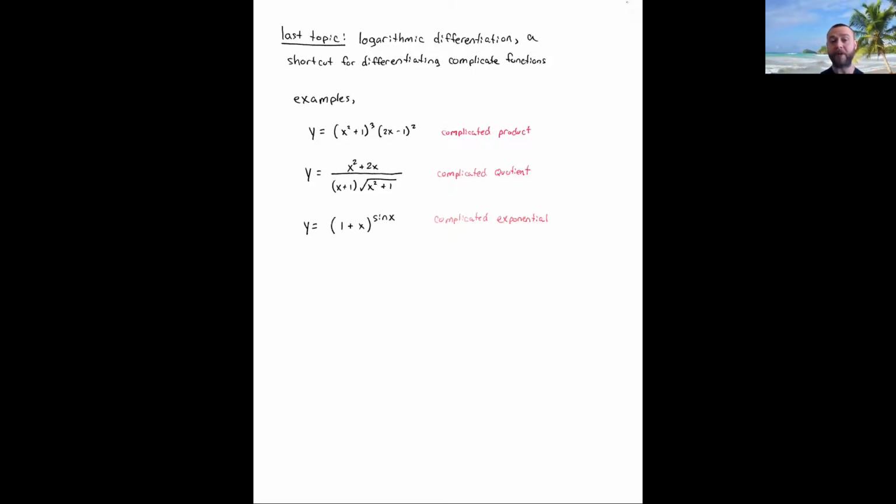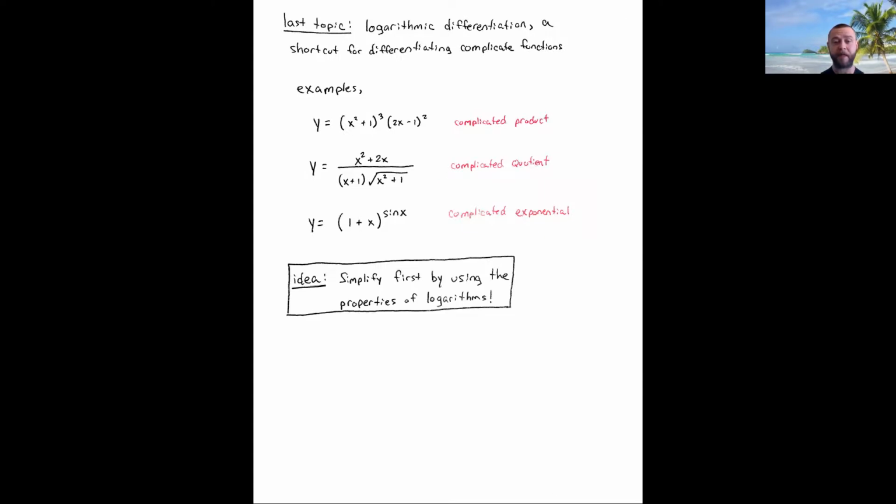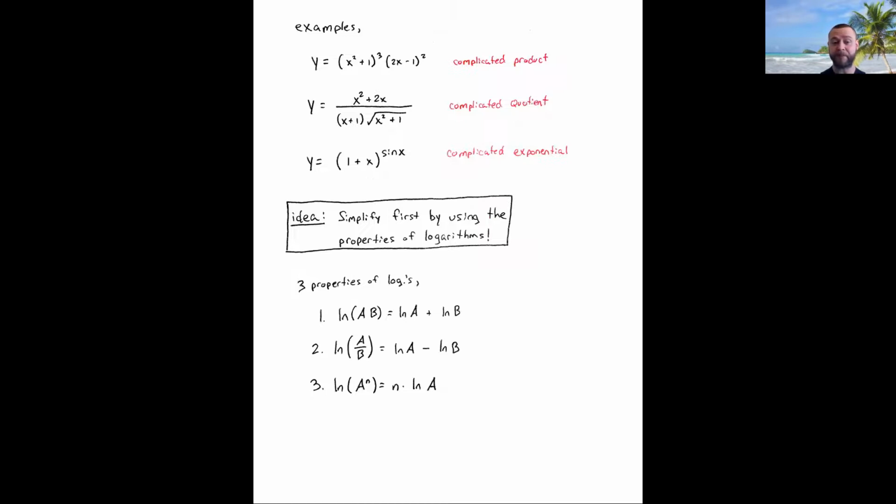In order to apply logarithmic differentiation, the main idea why it works is we first simplify the function using properties of logarithms. And that's going to allow you to split products and quotients apart into individual logarithms. So before we get into how this works in calculus, here are our 3 properties of logs. And we're going to apply all 3 of them to certain problems.